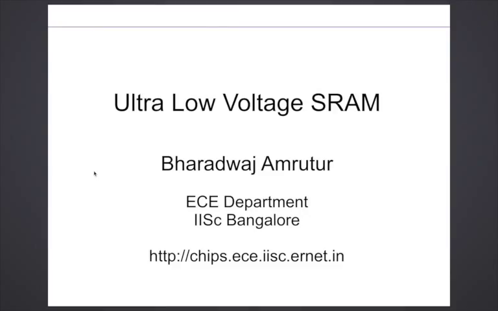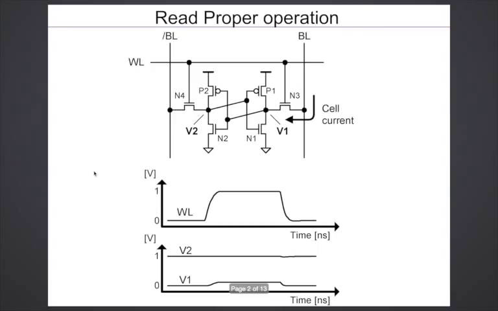So in the last class we looked at logic circuits. Today, and in the next lecture, we'll look at SRAM. SRAMs are basically static random access memories, and the workhorse for the SRAM is the 6 transistor cell.